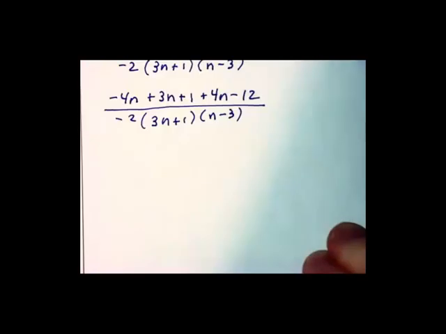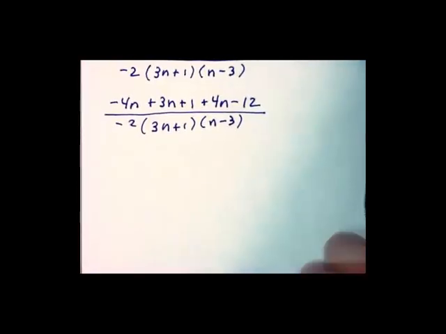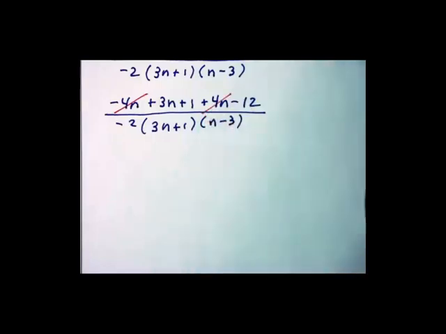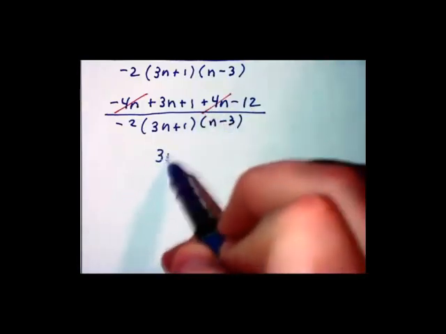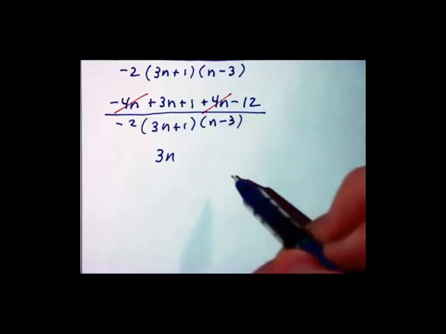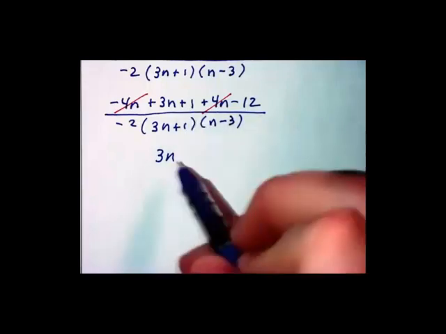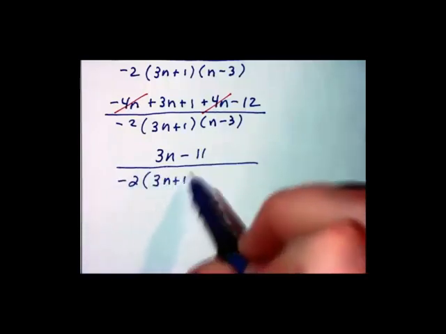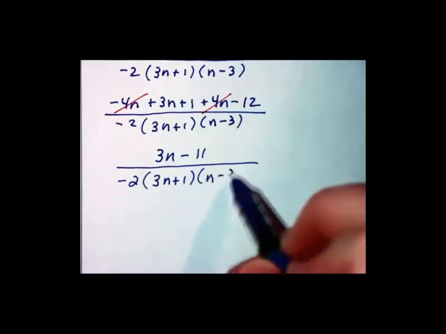Okay, combine like terms up in that numerator. The minus 4n and the plus 4n cancel each other out. So it looks like we've got 3n because there's no more n terms to add to it. And 1 minus 12 makes minus 11, all over negative 2 times 3n plus 1 times n minus 3.